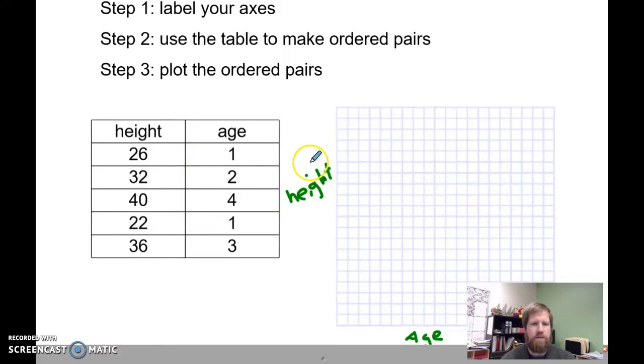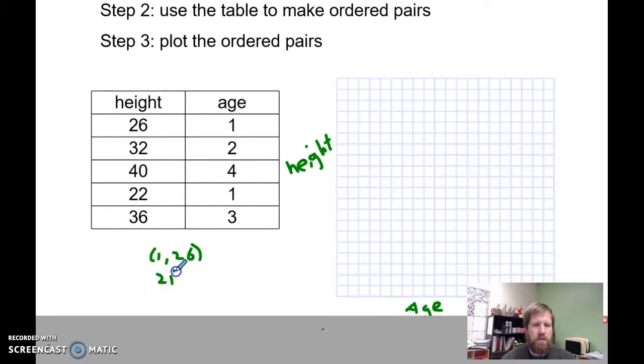Age and height. And then you're going to use the table to make your points. In this case, they're actually backwards. So I've got 1, 26 as my point, 2, 32, 4, 40, 1, 22, and 3, 36. And you'll notice for scatter plots you'll often have repeated values.